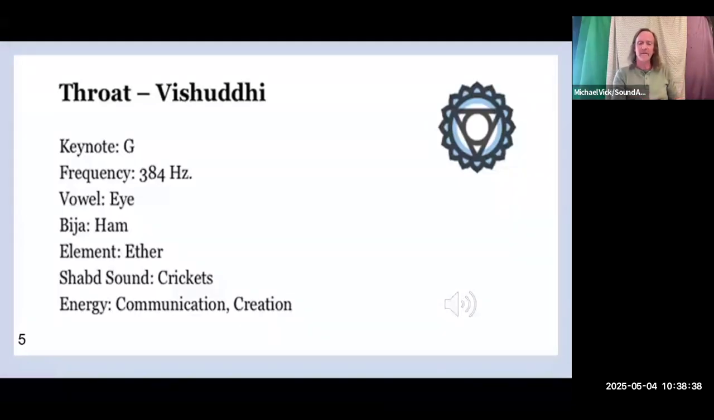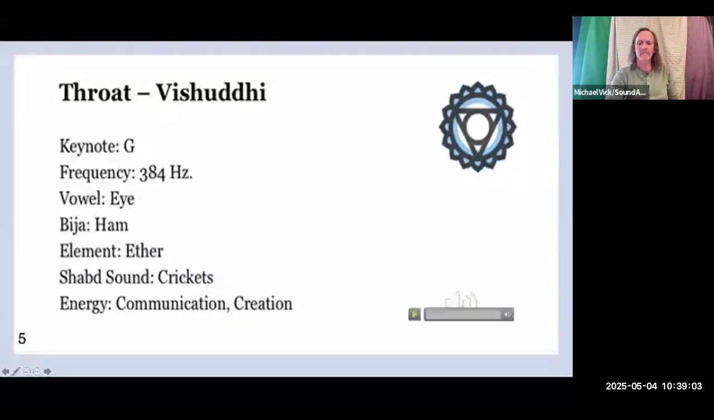And this is the element of ether, the ether that's around us. That could even imply death, the other world. But in this reality, communication, but creation. If you've ever seen a child born, it's the most amazing thing. I've seen it twice, and it's fascinating. So creation, that's one way for creation. And that's G at 384 hertz.